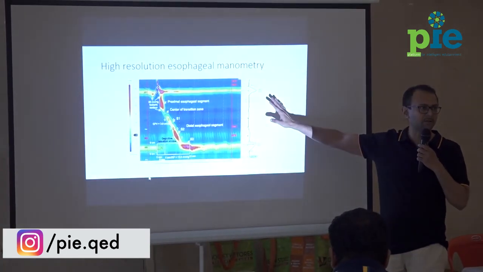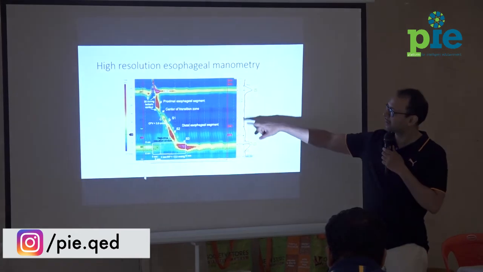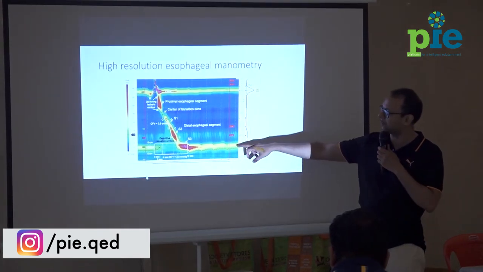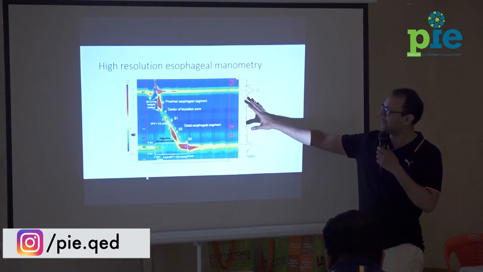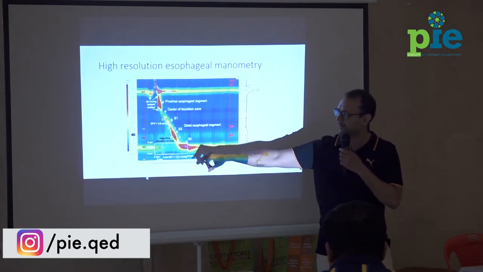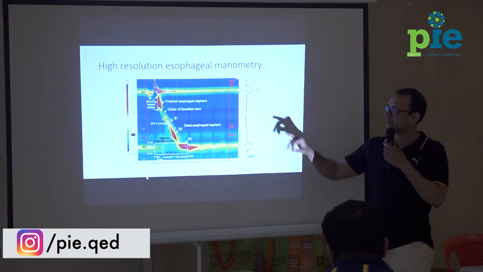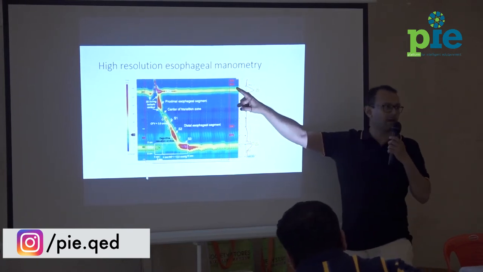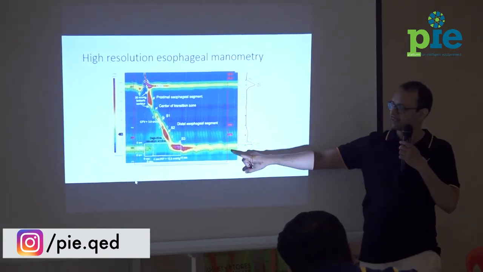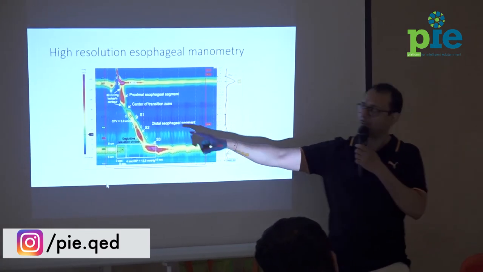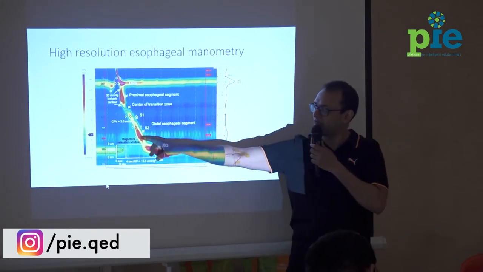We don't really concentrate on that at all. So what you see here is the color-coded system from yellow-green to blue. And in this case, there's no black, a little green here. Very simple to understand this. This is the upper sphincter, upper esophageal sphincter. This is a lower esophageal sphincter. And what you see is a peristaltic wave coming down.